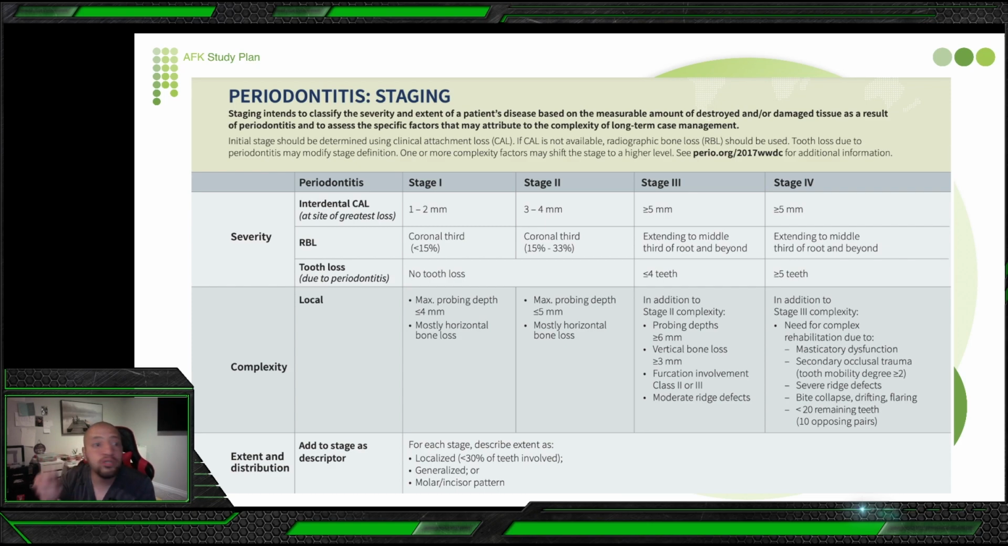Or he gives you tooth loss due to periodontitis, which modifies the stage definition. Or a more complex factor. He tells you this patient has a severe ridge defect, like here in stage 4 you can read severe ridge defect, or collapsed drifting. He has less than 20 remaining teeth in his mouth. So you will not be waiting for a question to give you clinical attachment loss of 2 with radiographic bone loss of 15 and max probing depth of 4. This is not going to happen. This is not the clinical scenario, and this is not the exam question.